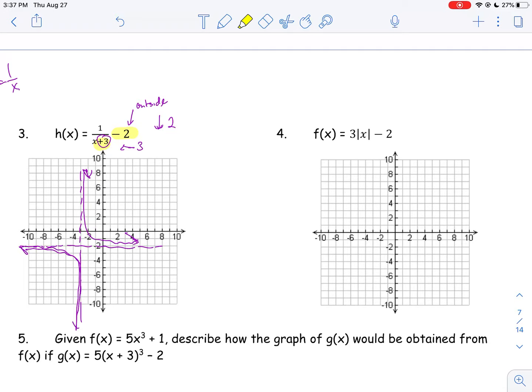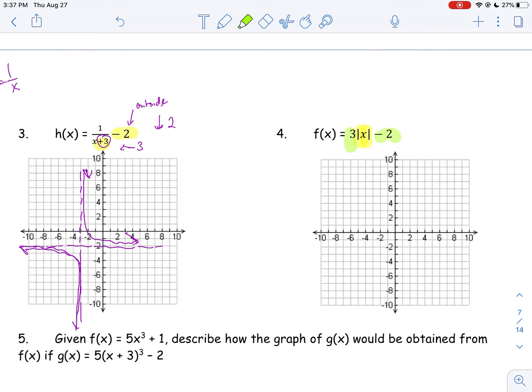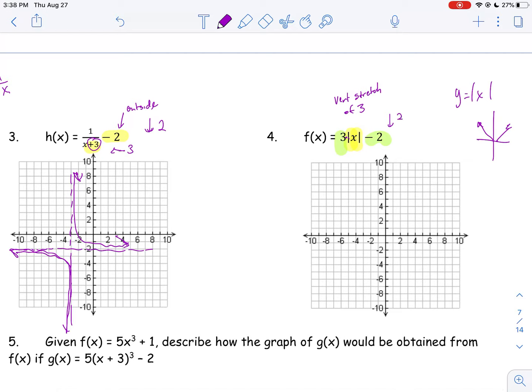Here we go, parent function here. Hopefully you're seeing the absolute value bars. You're seeing the -2, the -3. Absolute value. Do you remember what that looks like? It's the V shape. ×3 on the outside of the function. It's going to be a vertical stretch of 3. The -2 is going to go down 2. So I go down 2. This is kind of my new origin, so to speak.